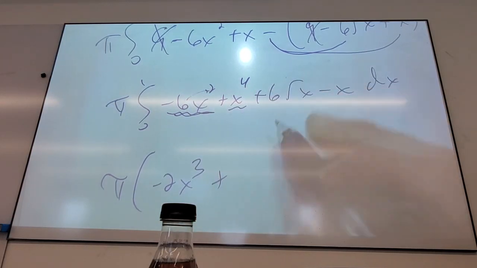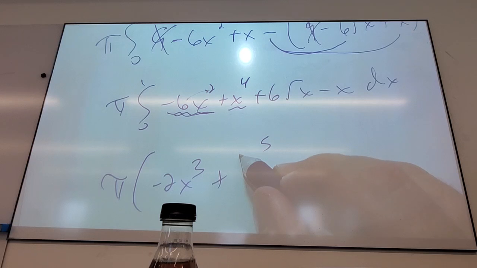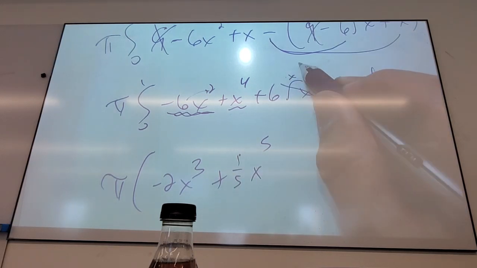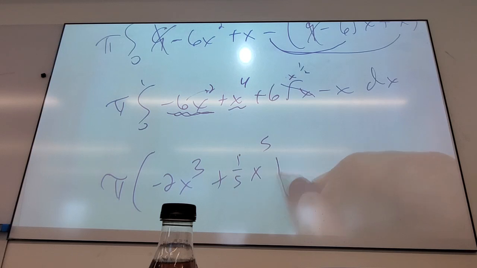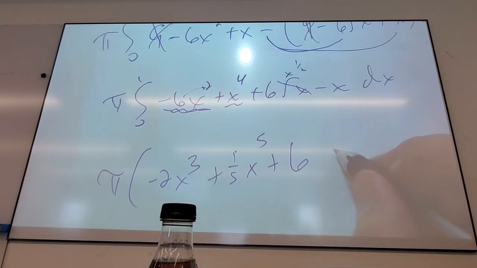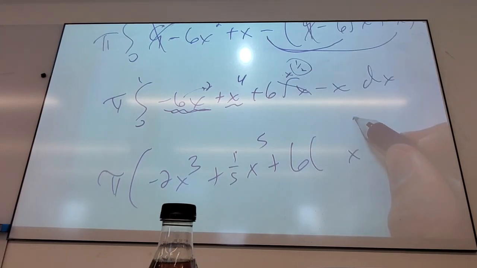This one's not as nice, but still, x to the 5th, so in front I put a 1/5. This, I'm gonna rewrite as x to the 1/2. Now how does that work? Here's how I do it, you ready? Plus 6, x to the 1, what's the 1/2 become? 3/2, and then in front I'm gonna put 2/3. And then I worry about this next, yes?